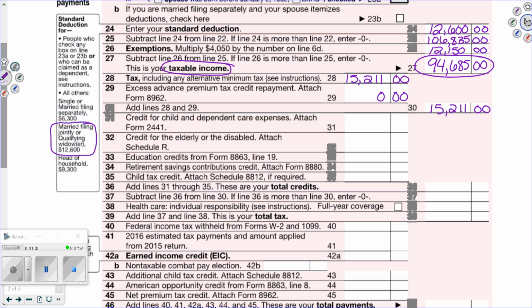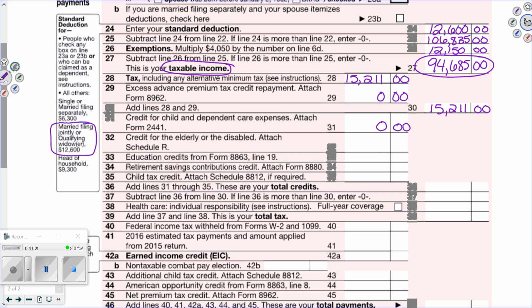Line 31, credit for child and dependent care expenses. Do we have that? Do we have anything showing that they paid child care? We don't have anything that shows that. If we did, they would have a tax form mailed to them with the info on there for child care. But maybe grandma or grandpa watched the kids, so they didn't pay anything.